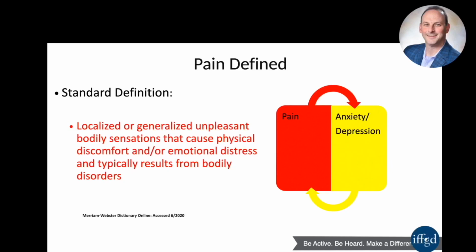So let's begin with the standard definition of pain as defined by the Merriam-Webster Dictionary. Pain is defined as localized or generalized unpleasant bodily sensations that cause physical discomfort and or emotional distress and typically results from bodily disorders. A key point here is that pain can cause emotional distress, and that distress can subsequently worsen the pain sensations, resulting in a cyclic process. Thus, it's important to ask individuals with pain, especially chronic pain, whether they've developed situational anxiety and/or depression, and treat this component of the symptom profile accordingly.